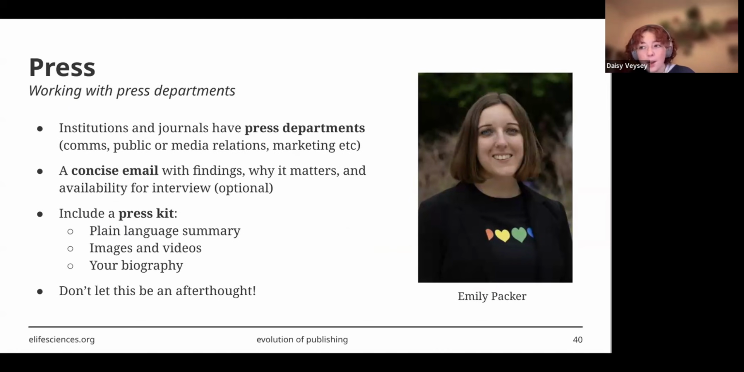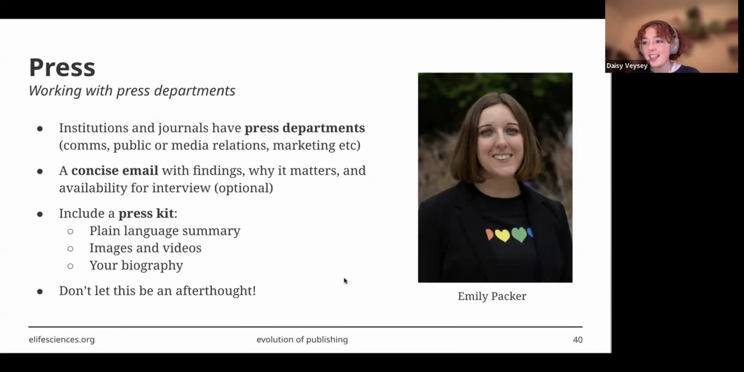You probably already know, but most institutions and journals will have a dedicated press team, like Emily. Sometimes they'll be called communications, media relations, or marketing, or comms. When you publish a paper, one of the institutions involved will likely have one of these. Their job is to help research reach the public, and they're usually delighted when researchers like you come to them prepared. What they need from you is simple.